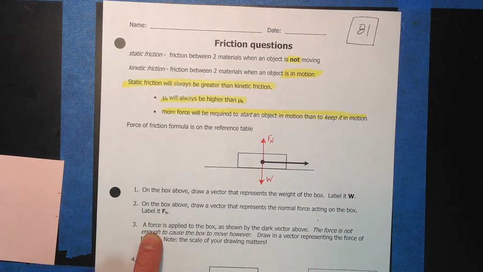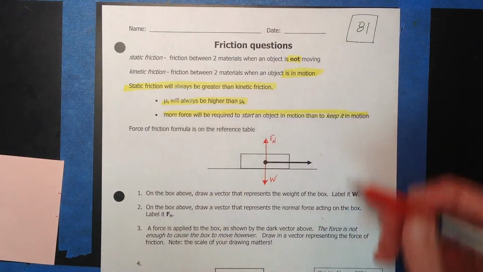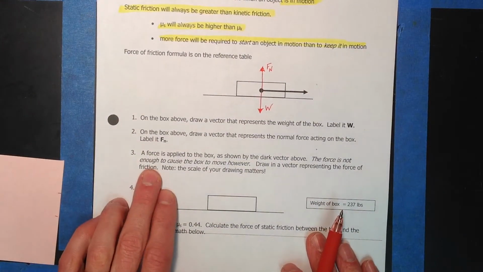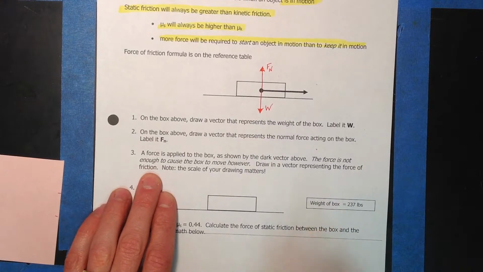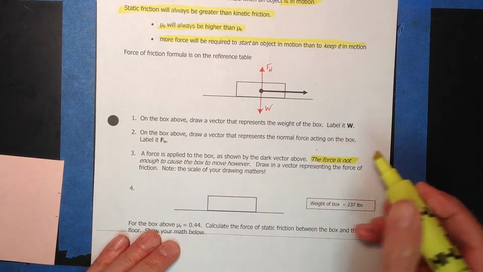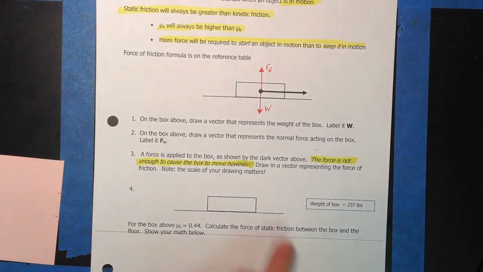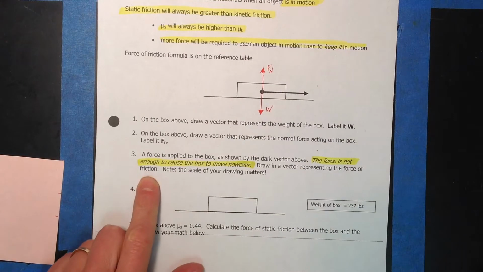And then 3 says a force is applied to the box as shown by the dark vector above. That's what this is, so force is going this way. And in italics it says the force is not enough to cause the box to move, however. That is important. Okay, the box is not moving, so you applied force to it, but it does not get that box moving. So draw in a vector representing the force of friction.